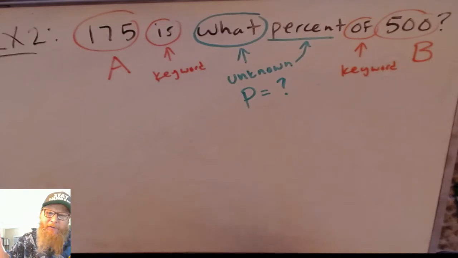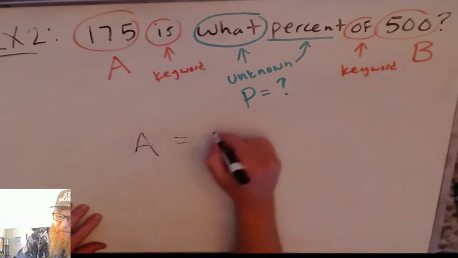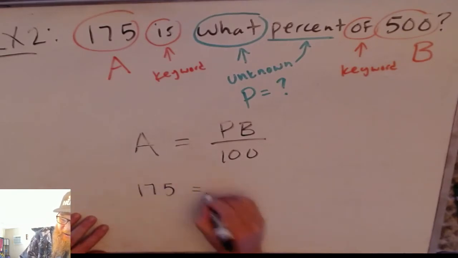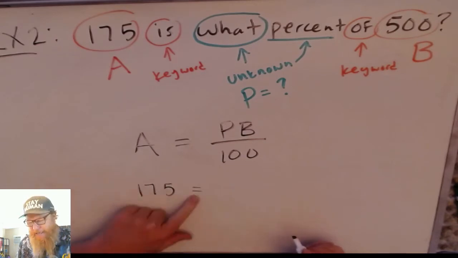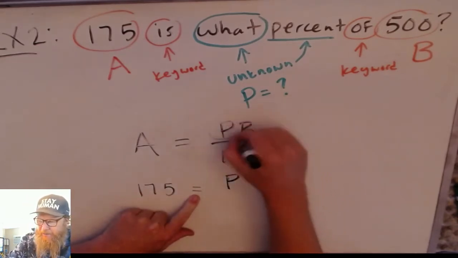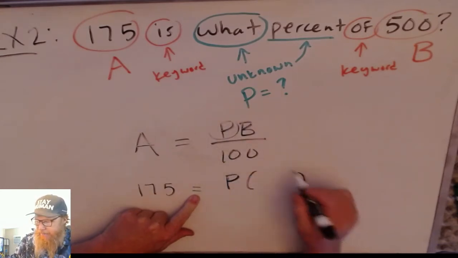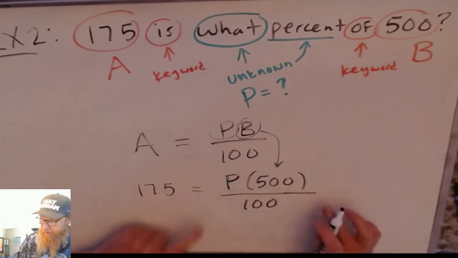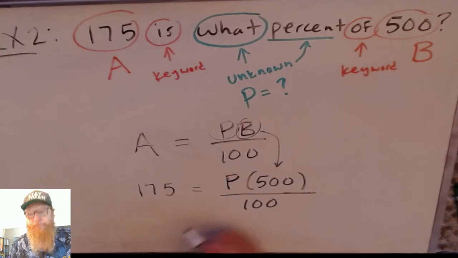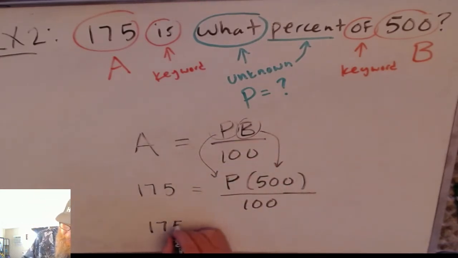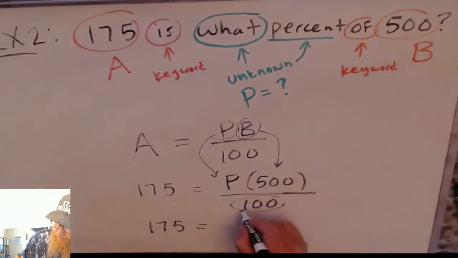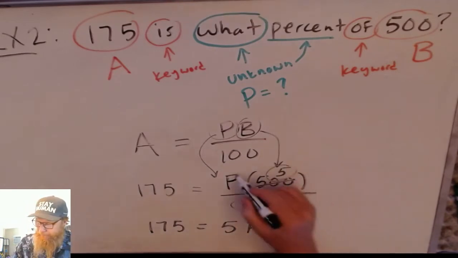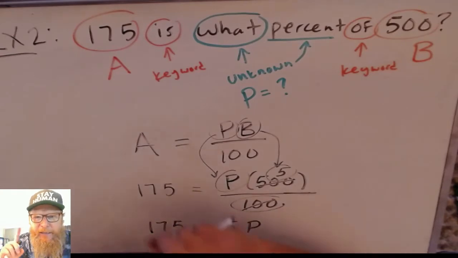So choose your weapon. What do you want to do? You want to do fraction or do you want to do decimal? It really doesn't matter. I like the fraction myself. So A, I got 175. That's A. Is P. P is an unknown. So I'm just going to leave it as P. Times, use some parentheses for times, or you could use a dot, 500 over 100. Okay, now simplify this first. 100 goes into 500 5 times, so that'll be 5P. If you want, you can write P5. It means the same thing. But I like to say 5P.